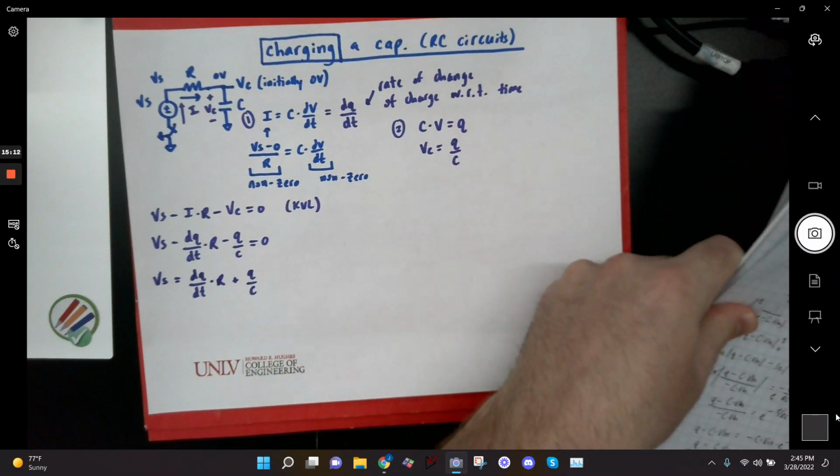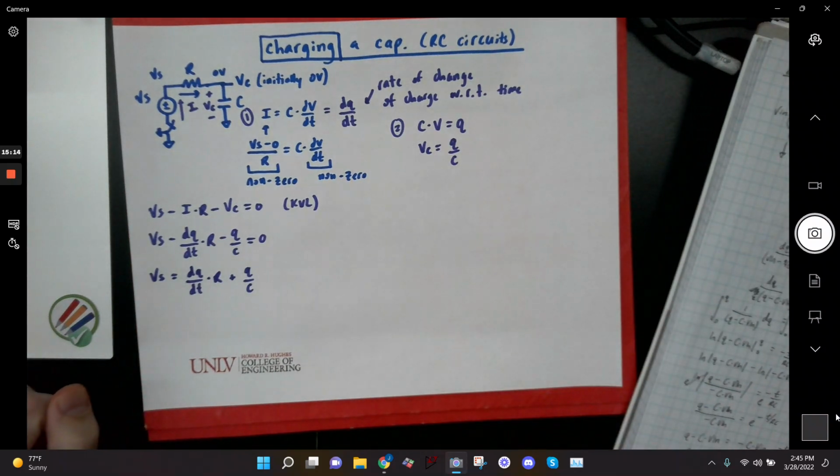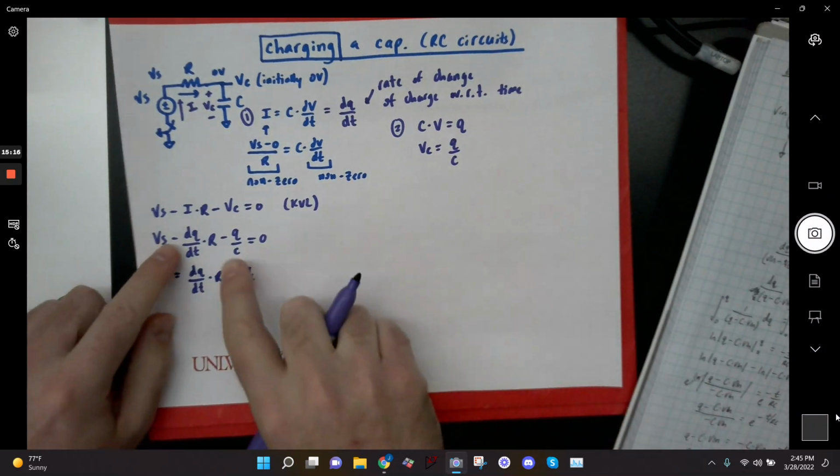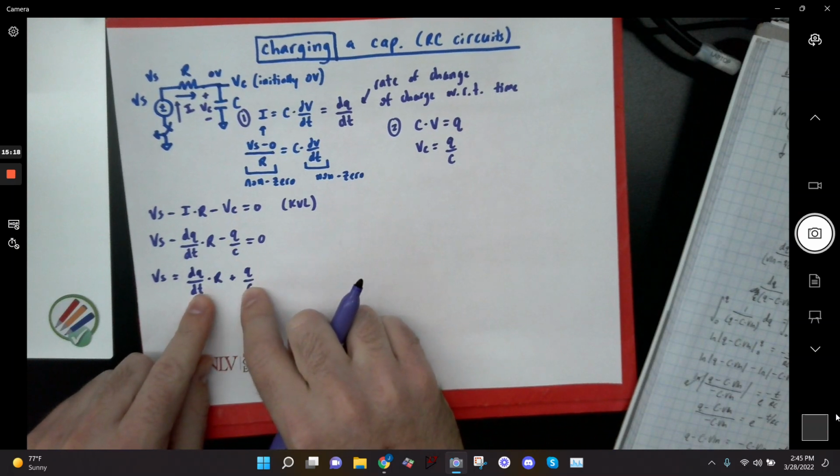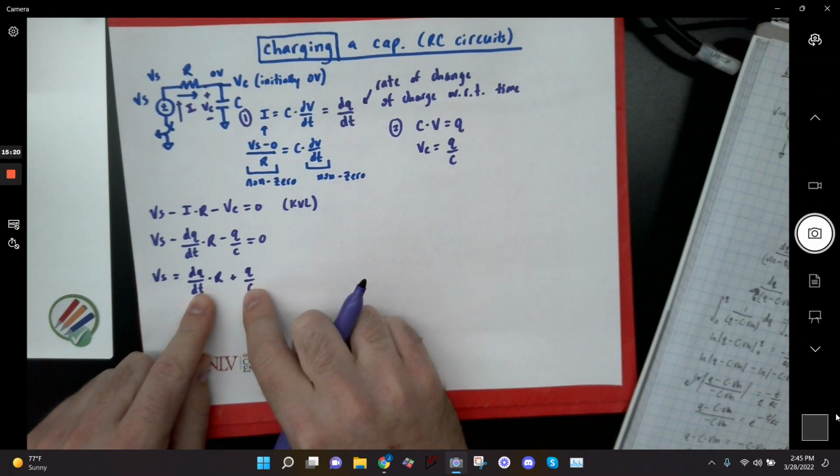Yeah, question? Why did your Q over C go to positive if it's still the same sign? I added it to the other side. Oh, you did. Okay, I see.